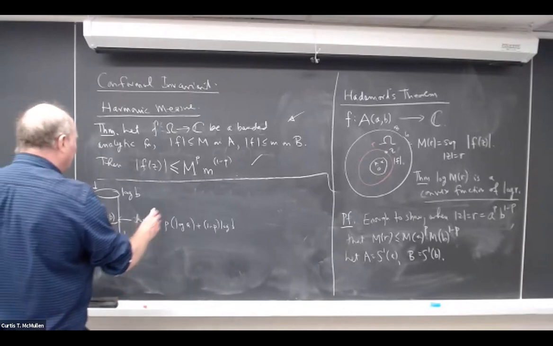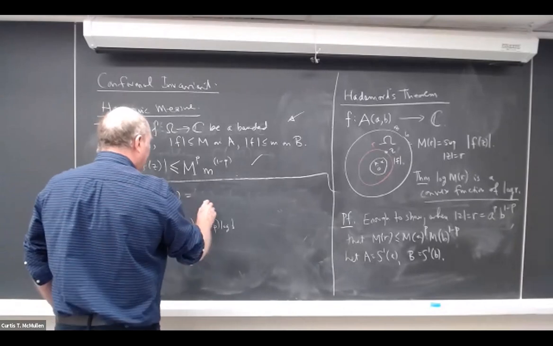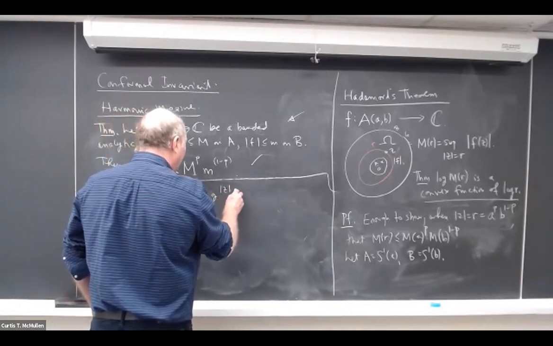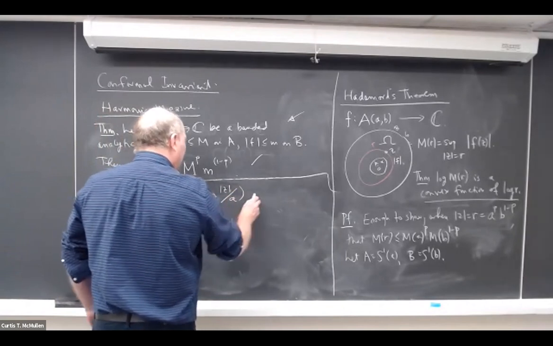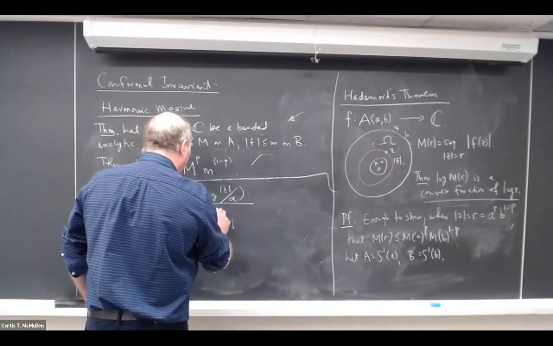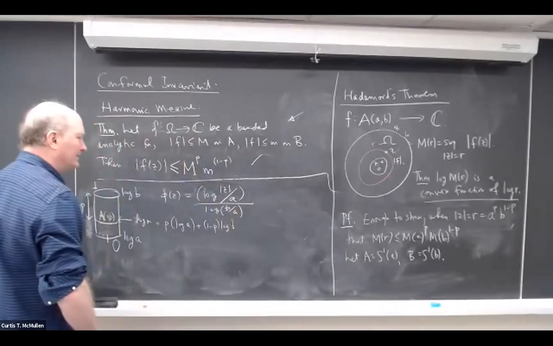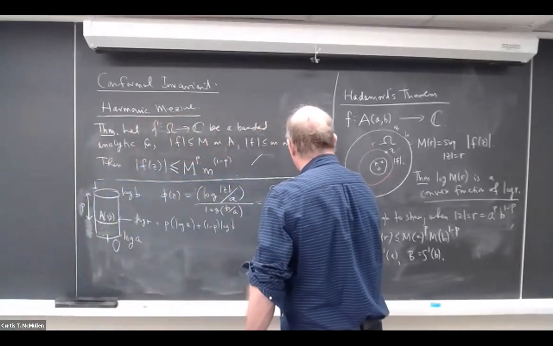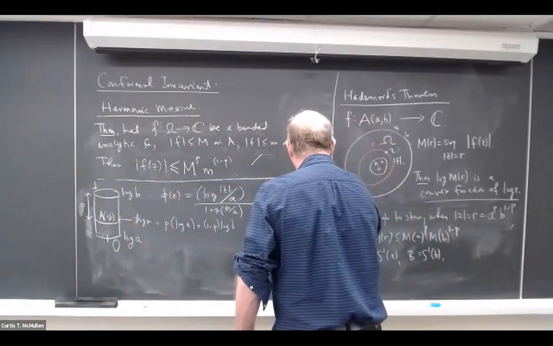Okay, so the point is that the harmonic function phi of z, which is log of the absolute value of z divided by A, itself divided by the log of B over A, is equal to 1 on B, and it's equal to 0 on A.